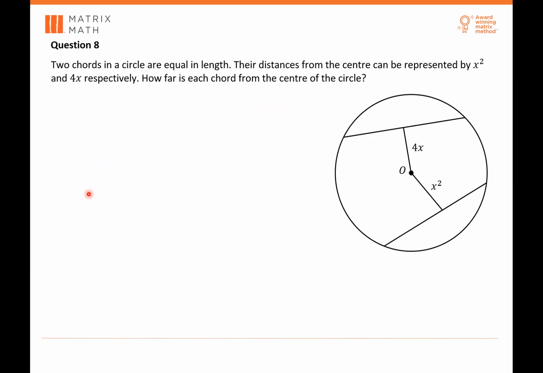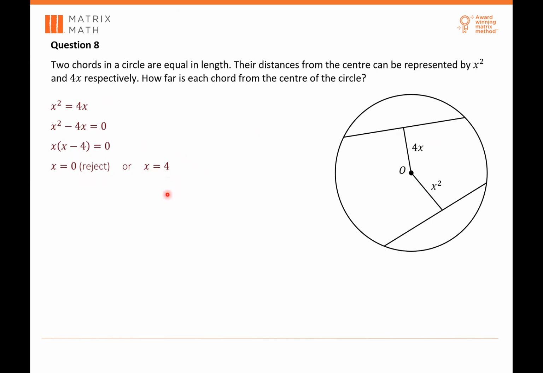Okay, last question, question 8. Two chords in a circle are equal in length. Their distances from the center can be represented by x squared and 4x respectively. So how far is each chord from the center of the circle? Now, if you have two chords which are equal in length, the distances from the center to the chords are the same, they're equidistant. So my x squared is equal to 4x. Okay, so shift over your 4x to the other side. And then you have to factorize. So x times x minus 4 equals 0. So x equals 0, which you reject because x cannot be 0, or x equals 4.